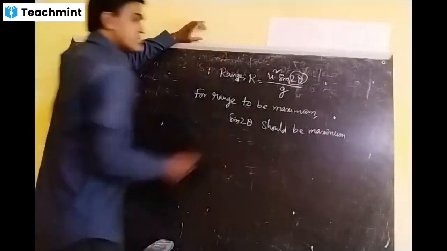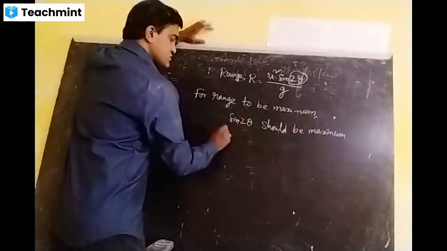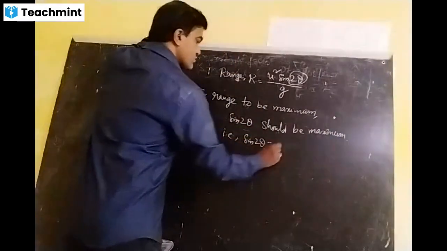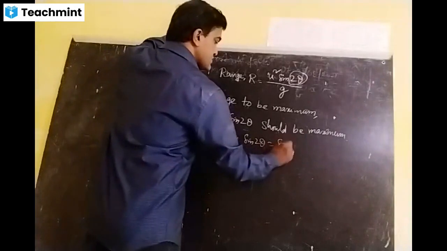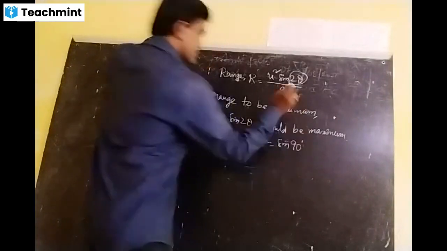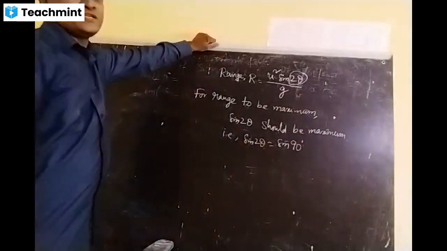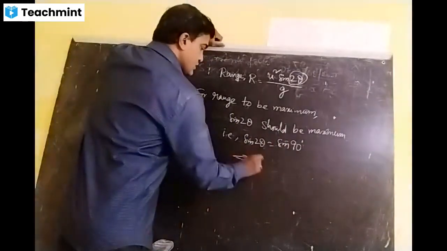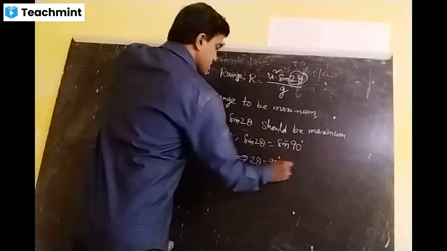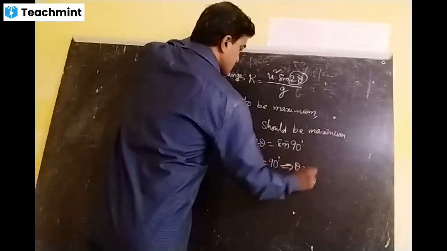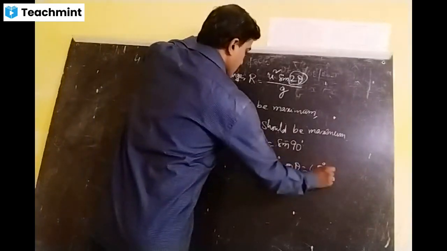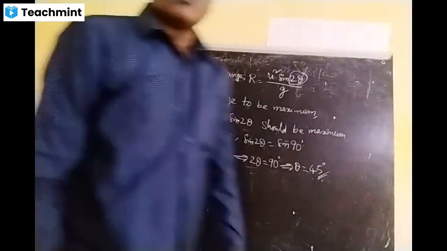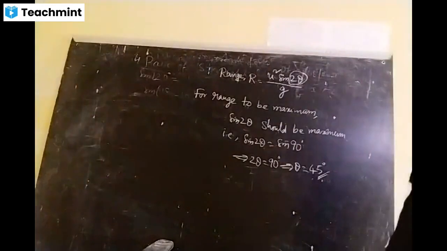Sine 2 theta is maximum means sine 2 theta is equal to its maximum value. I can write this as sine 2 theta is equal to sine 90. So 2 theta is equal to 90 degrees, which implies theta is equal to 45. So theta is equal to 45 degrees is the angle.